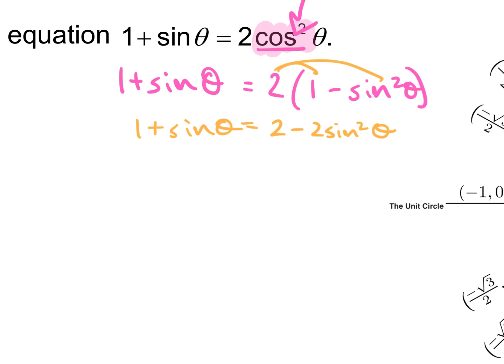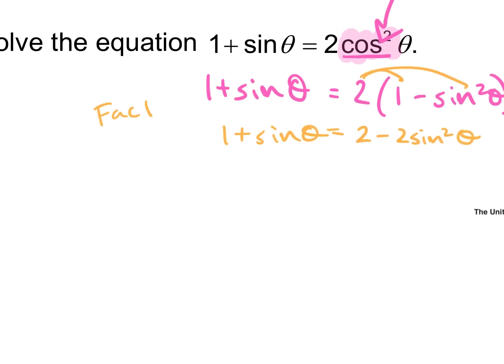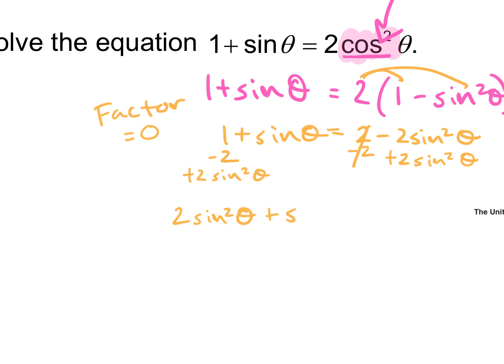Now we have a sine squared and a sine. Just like if we had x squared and an x in an equation, how would we solve? We need to factor. So when we factor, we want to move everything to one side to get it to be equal to 0. So I'm going to subtract 2 and add 2 sine squared. So we have 2 sine squared theta plus sine theta minus 1 is equal to 0.